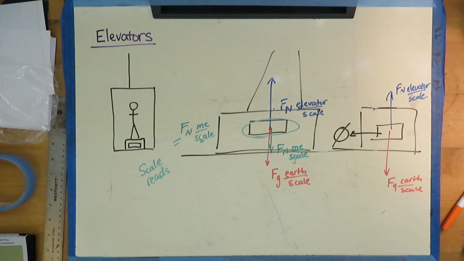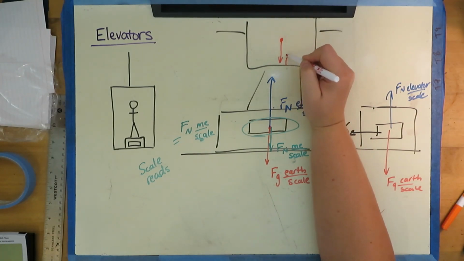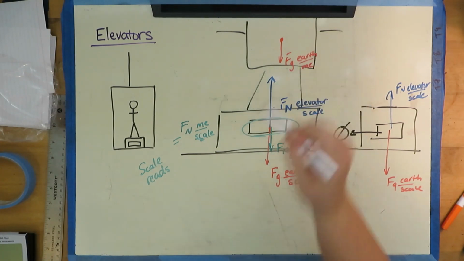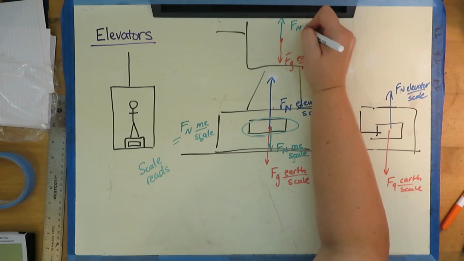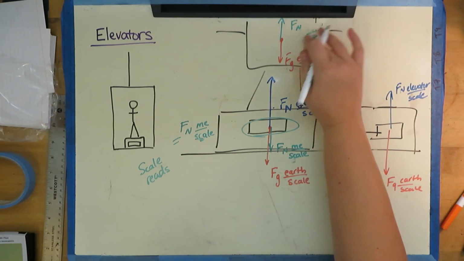Now think of Newton's third law. If I were to look at the forces acting on me, the forces acting on me are going to be a force of gravity of the Earth on me, and I will have the normal force of the scale on me.